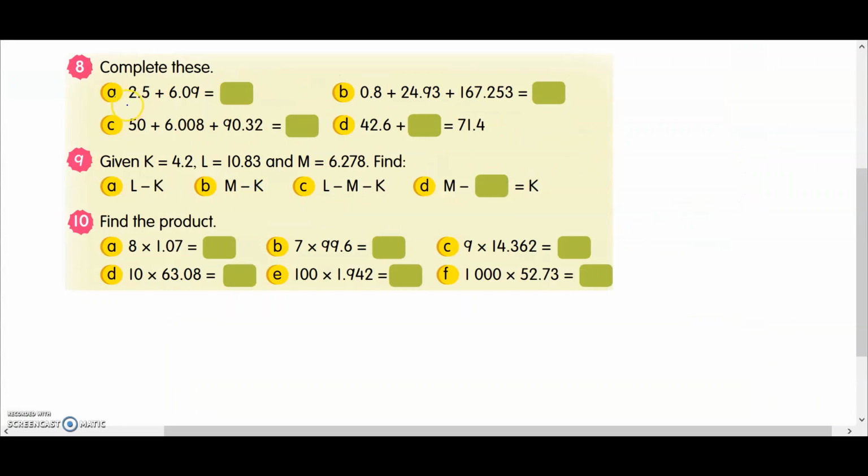For 8a, plus the decimals. So make sure you arrange them in the correct order. So 2.5, then you plus 6.09. Make sure your decimal points are in the same row, and then your whole numbers are in the same row. Okay, then only you plus. So this is 9, this is 5, 2 plus 6 is 8. So the first one is 8.59.